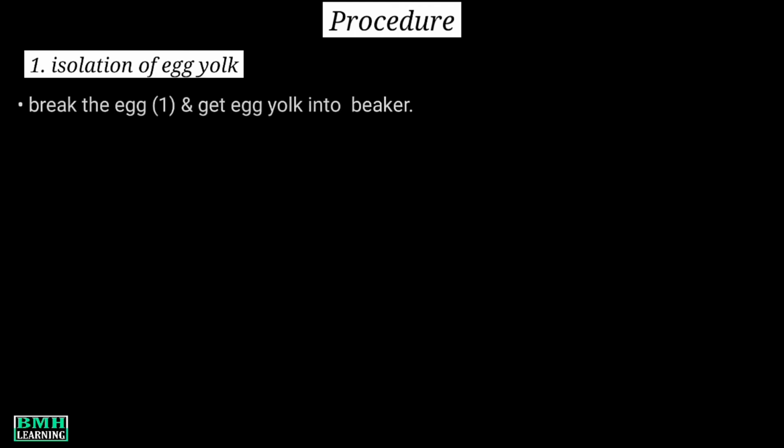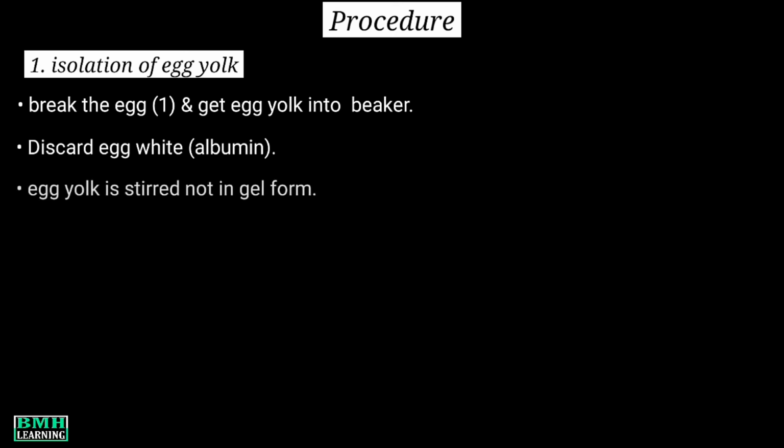Procedure: first step is the isolation of egg yolk from the egg. So we are gonna use one egg. First of all, you have to break the egg and get the innermost stuff, that is egg yolk, into the beaker. Discard the other stuff containing the albumin. Egg yolk is actually in the form of a mixture made by constant stirring.